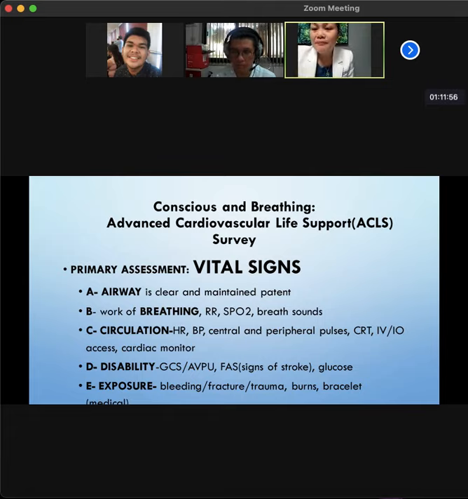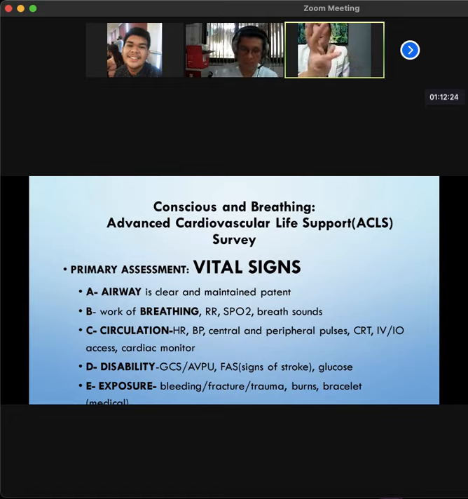What's the normal BP? Okay, less than 90/60 is hypotensive. Okay, tama. 90/60 and above dapat. Okay, that's the normal BP. Below that is hypotensive. Okay, naintindihan?